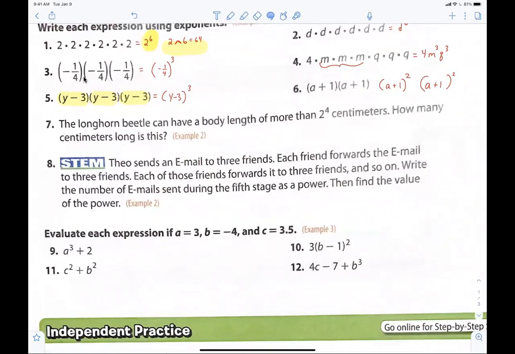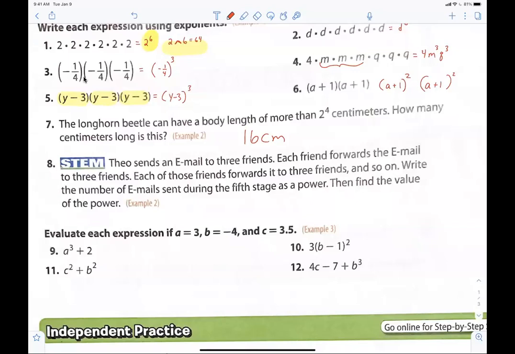number 7. Addison, you're telling me. The body length can be 2 to the 4th centimeters. How many centimeters long is it? Okay, now you can use your calculator. 16 centimeters. All right, 16 centimeters. I'm happy with that. All right, Max, number 8, read it.